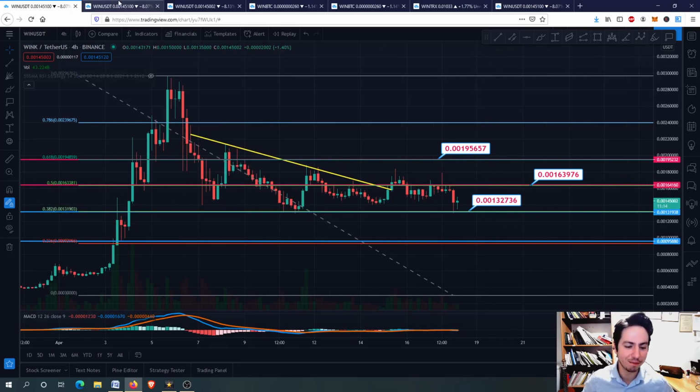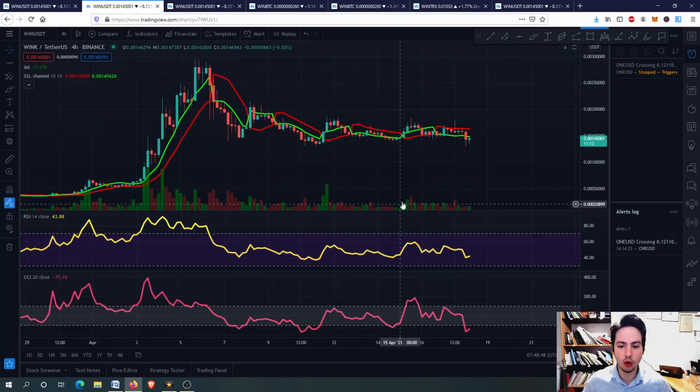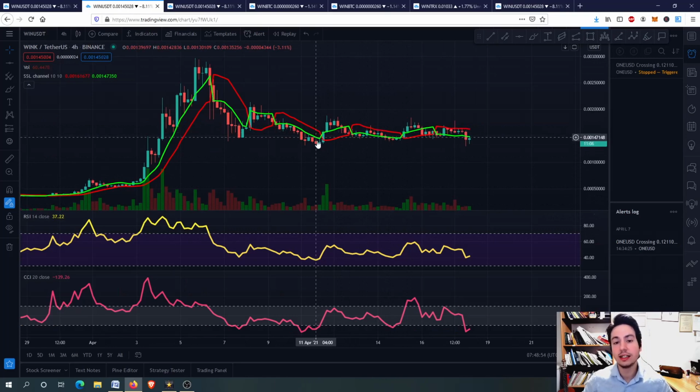And of course, now we are bouncing between those two lines, 0.0030 and 0.0016 cents, okay? So right now we need to go fast into our RSI and the commodity channel index, as well as the SSL channel, to see where we are going right now.